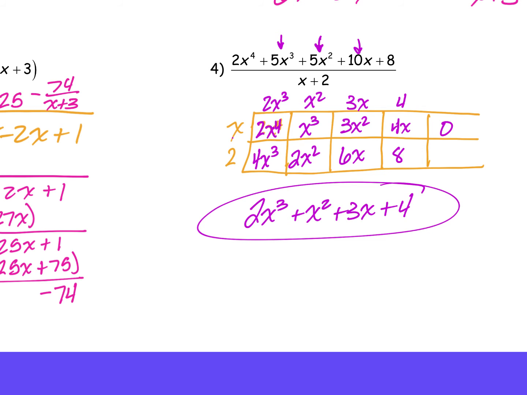I think that was easier. Choose which method you like best and do that one. I think that was easier. It is faster, right?